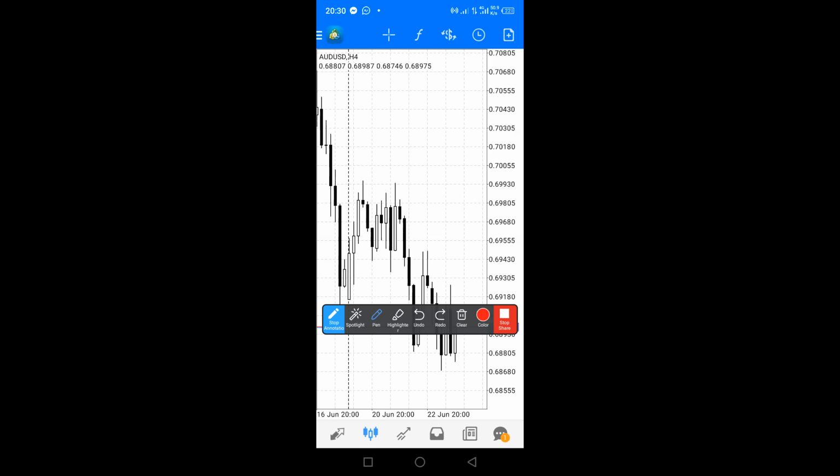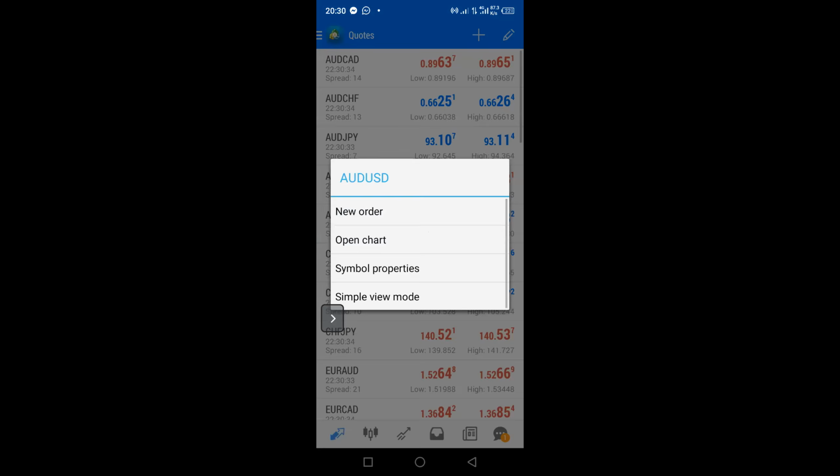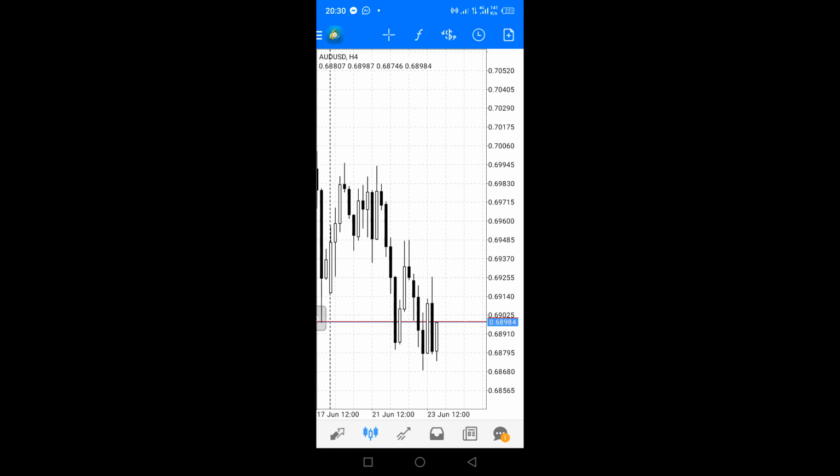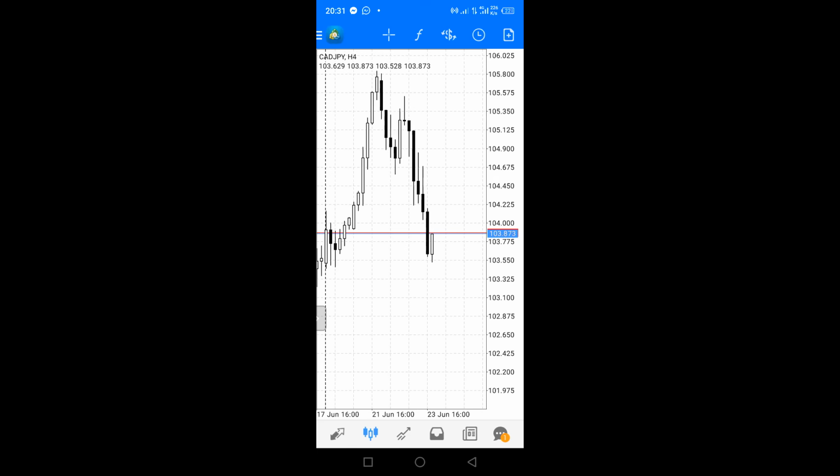There's another way you can get here. We can go back to our quotes, and I can simply look for AUD USD. Long click on it, click on it for just like 2 seconds. This interface will pop up, and I can simply click on the second option there, which says open chart. And if I click on open chart, it takes me back here again. So there are 2 ways I can get here. I can get here by simply clicking on the second icon down, or going to the quotes, clicking for 2 seconds and clicking open chart. It brings me back to the charts, right?